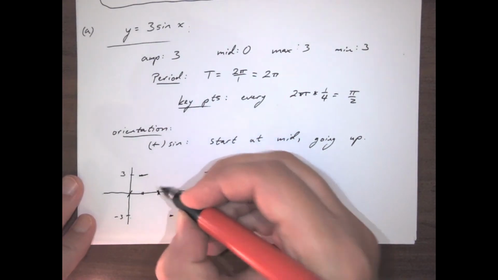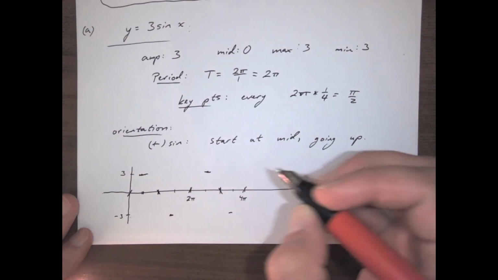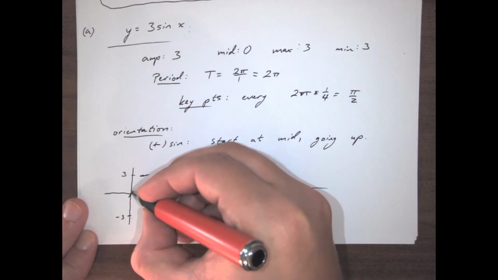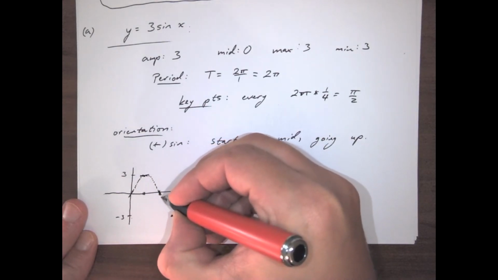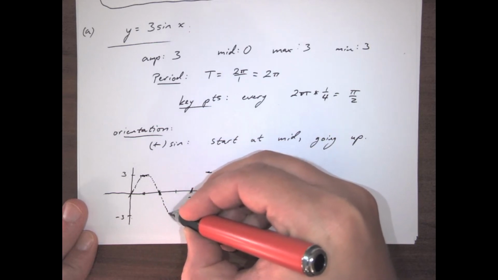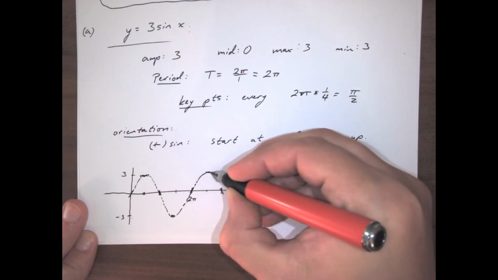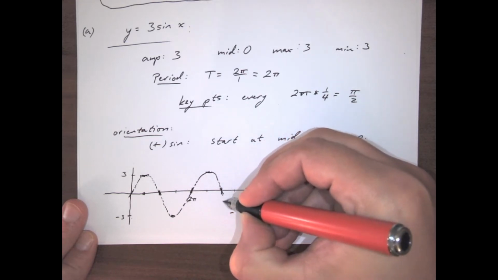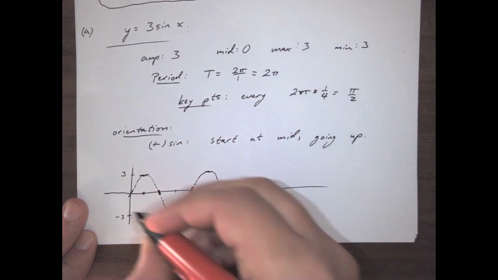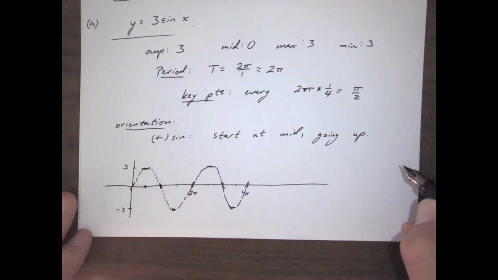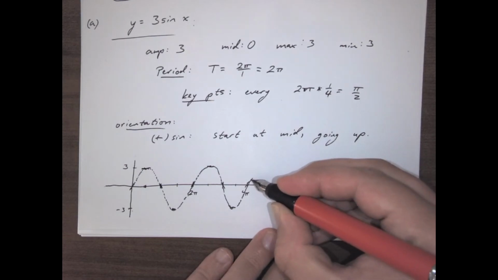Middle, max, middle, min, middle, max, middle, min, and so on forevermore. And then we just draw it according to what we've got here. Just follow the trail. I like to draw little line segments at the key points to help me pace my graph, keep it from getting too zigzaggy.